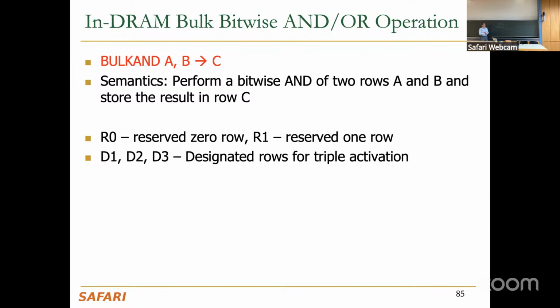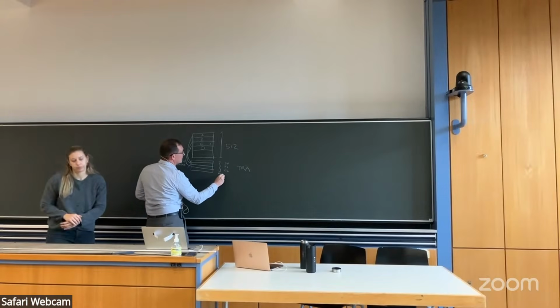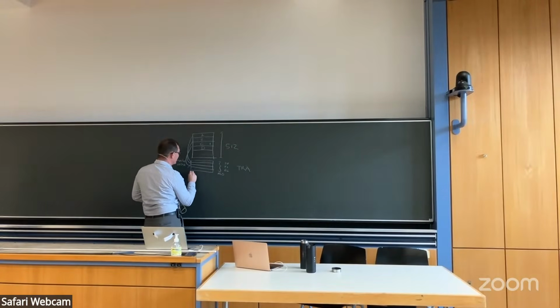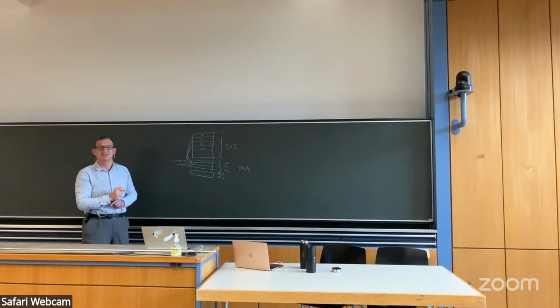Make sense? So for example, if you want to do OR of A and B, you set C to 1 first, which means if you have a reserved row 0, which could be here or there, let's assume it's here actually, reserved row 0, and reserved row 1. If you want to do an OR operation, you copy reserved row 1 to C first, RowClone from there to there. Okay?